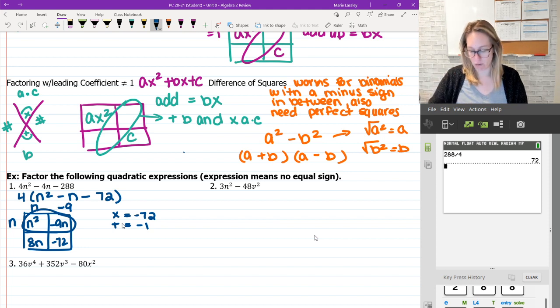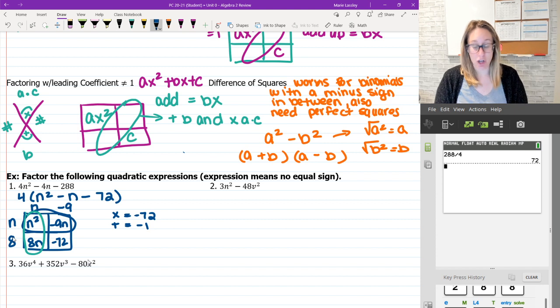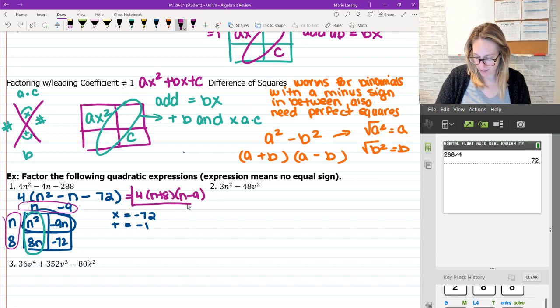Now I have to go down. So now I need to know n times what? I'm looking down, right here. I need to know n times what is going to give me 8n. Well, that's n times 8, which gives me 8n. So my factors are going to be these pieces outside. My function factored all the way, don't forget the 4 in front, is 4 parentheses, n plus 8 and n minus 9. That is my final answer.